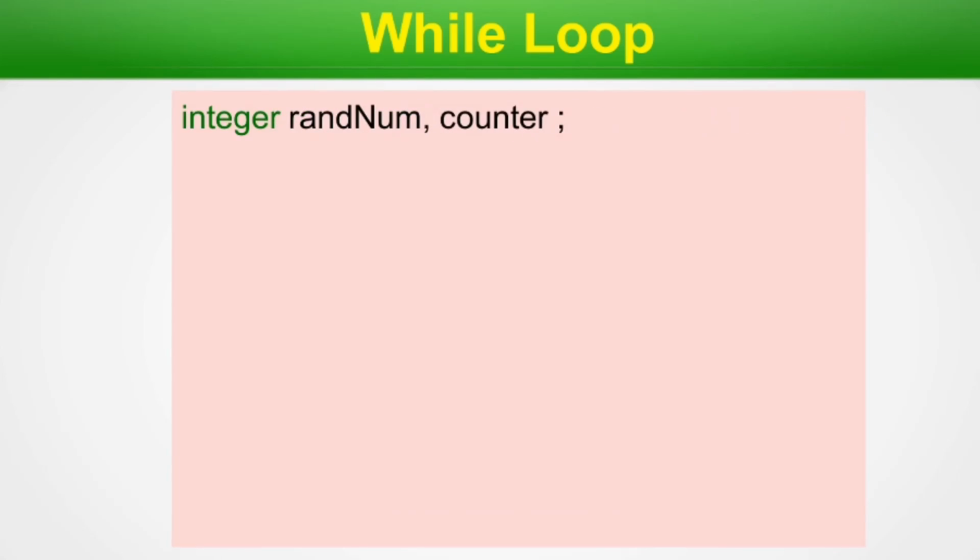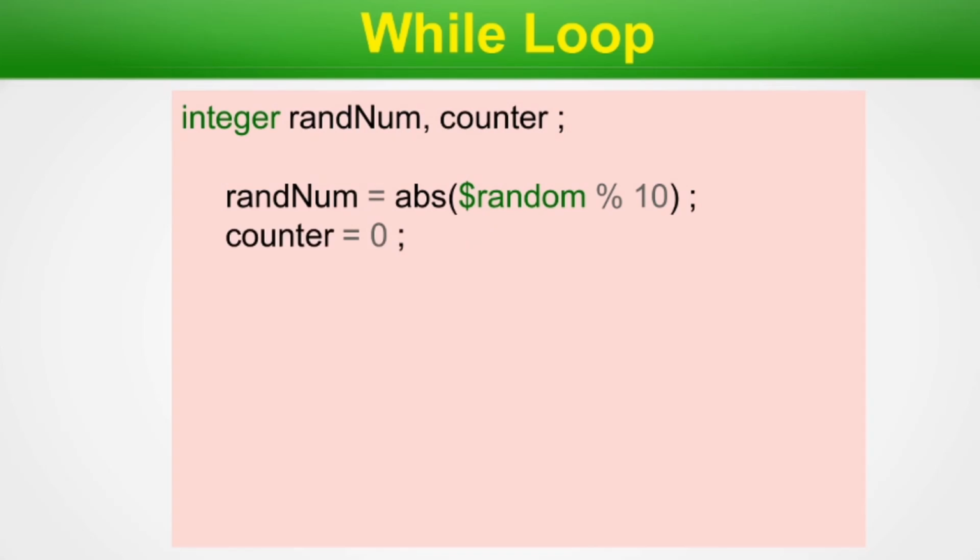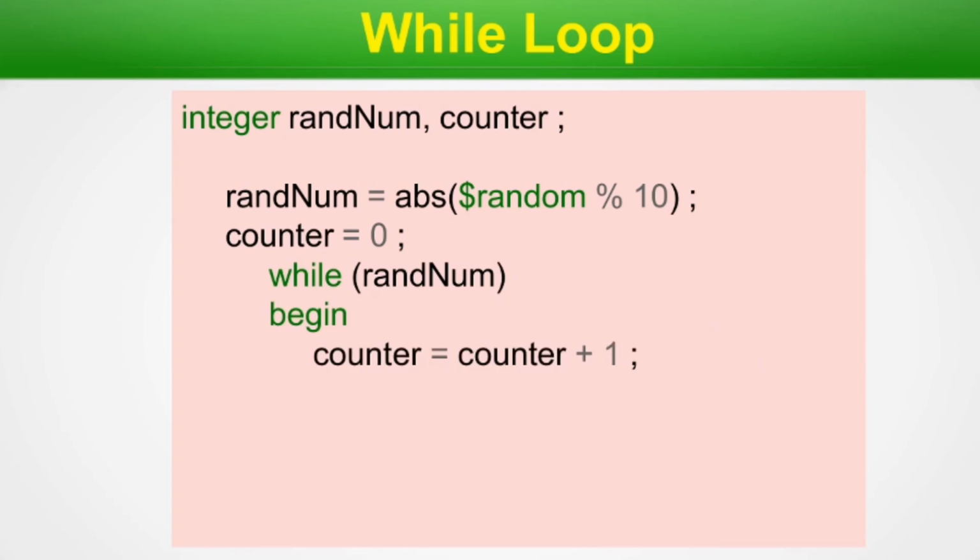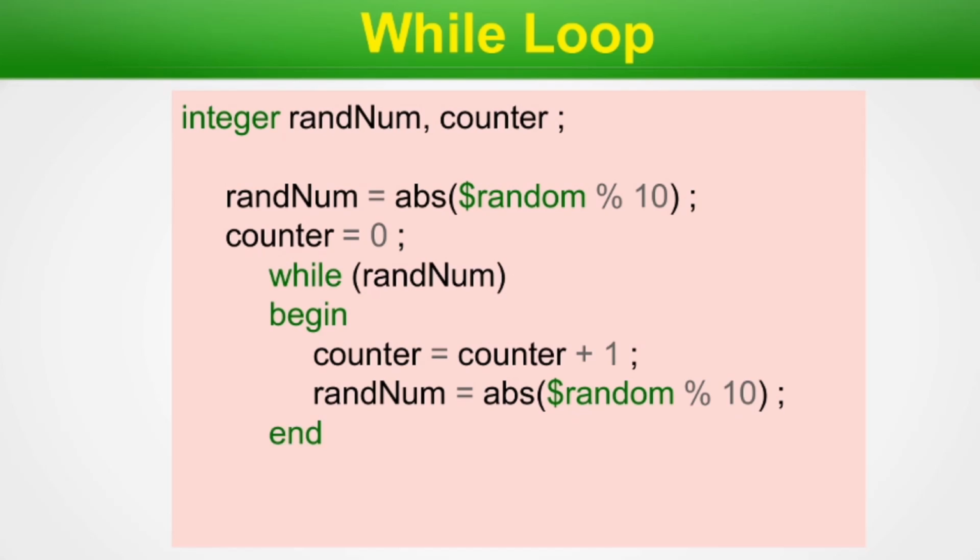We define integers random number and counter, and we define the random number. Counter we initialize with 0. And while random number, we start with the begin. This actually starts the body of the while. Counter equal to counter plus 1. Then random number equal to, again, we are defining it. And then end. So we close the body of the while loop.